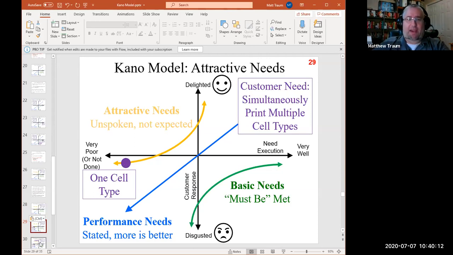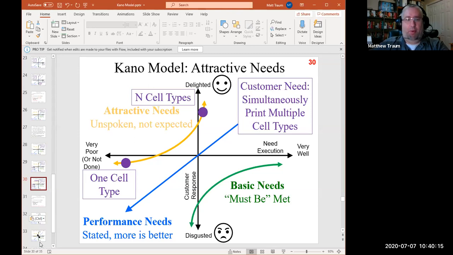But if I can come up with a 3D bioprinter that prints N types of cells, right? So this curve would be like 2, 3, 4, 5, and then it gets exponentially high as you get an exponentially differentiated number of cells that you can print simultaneously. I think that would be a really cool feature that the customer would be really excited about, the sponsors would definitely be excited about, and would cause your product to kind of explode exponentially in terms of customer delight on this scale. So that's my example of an attractive need.